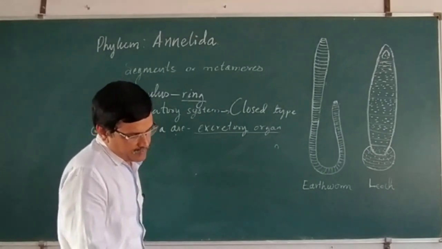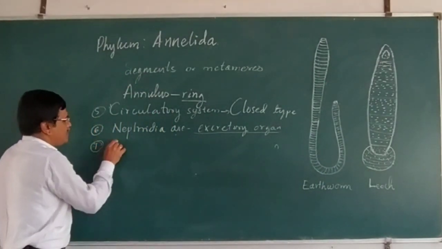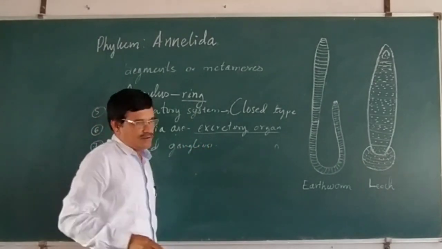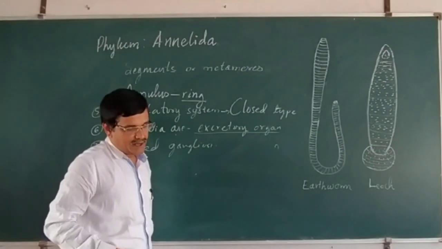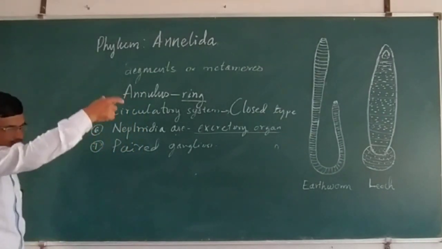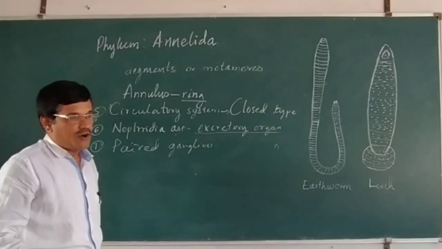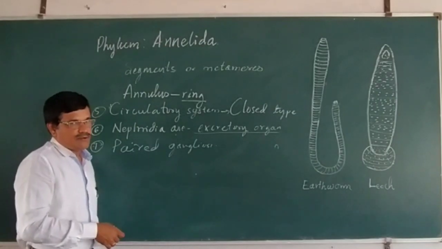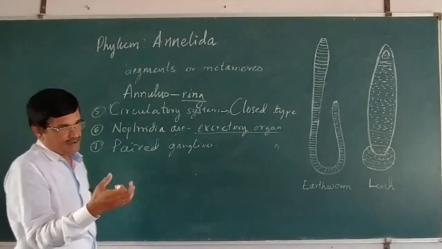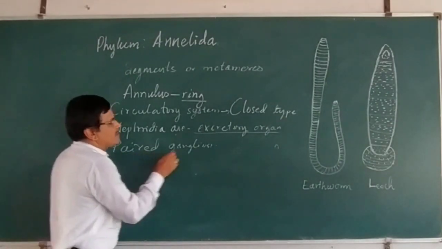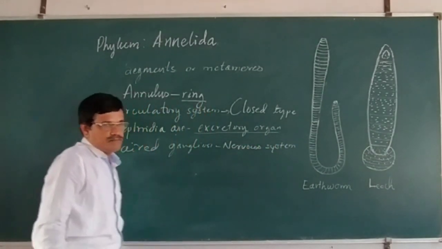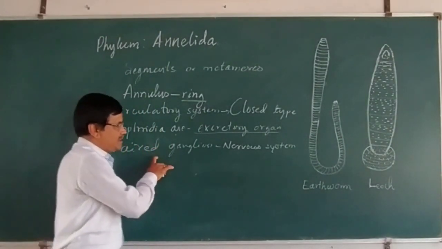Then the nervous system consists of paired ganglia, which are connected by lateral nerves, and these ganglia along with the lateral nerves constitute the ventral nerve cord. The nerve cord is ventral in position. So these ganglia, nerve cord and lateral nerves constitute the nervous system in annelids.